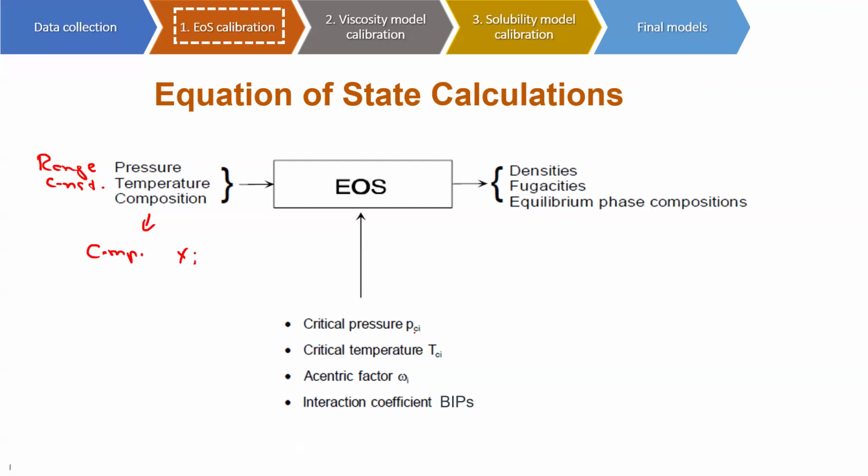For each component, you should have the critical properties to characterize each component as a pure component, because they will be used to calculate the mixing rules. All the mixing rules need the critical parameters and the eccentric factor to compute them. And now, as you have a mixture, you need the interaction coefficients. And as a consequence of this calculation, the equation of state will predict density, fugacity, and equilibrium phase composition. Okay, this prediction is accurate. I can rely on this prediction.